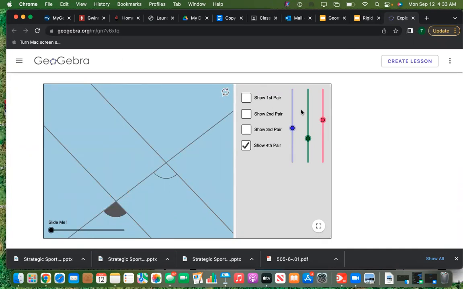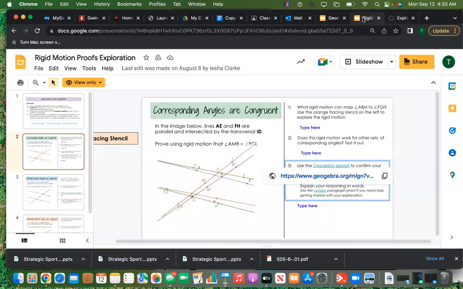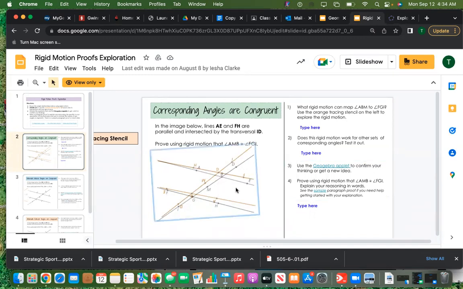I wish I could show you all of those pairs all at the same time. Coming back in here. How do we show that angle A and B, the mess of lines, is the same thing as FGI and A and B? That's a mess.